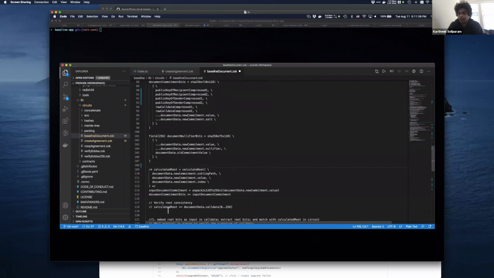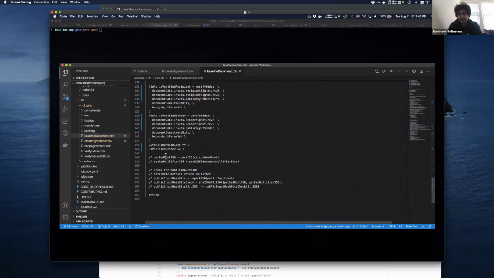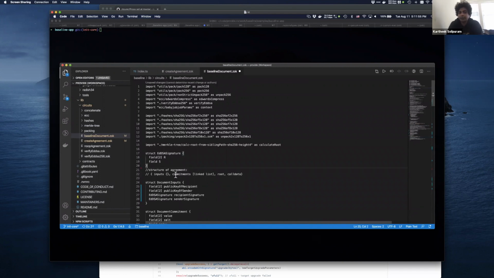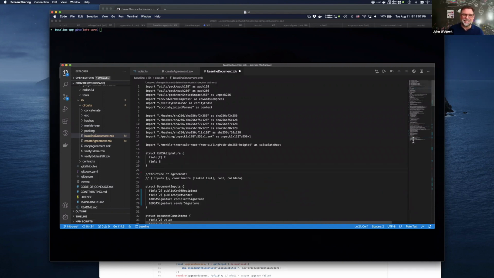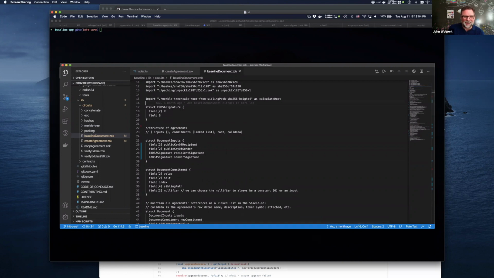But in terms of how people could go about this, one very simple, crude way is to take a create agreement circuit and just add multiple signatures to it and keep verifying the signatures one after the other. It's very crude. It's not perfectly scalable, but that's how I would do it, by the way. Yeah, that would work.